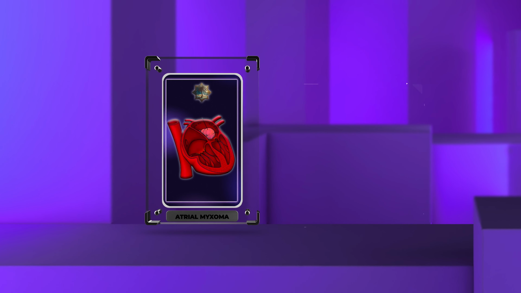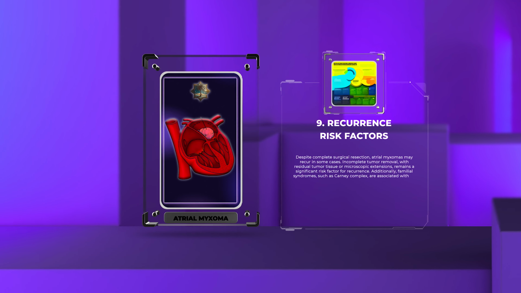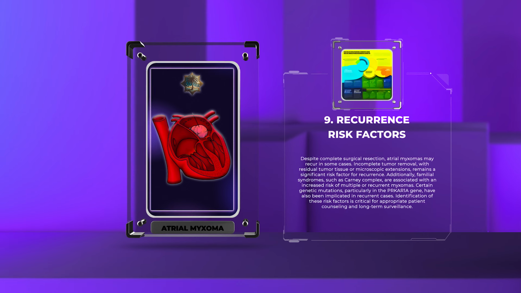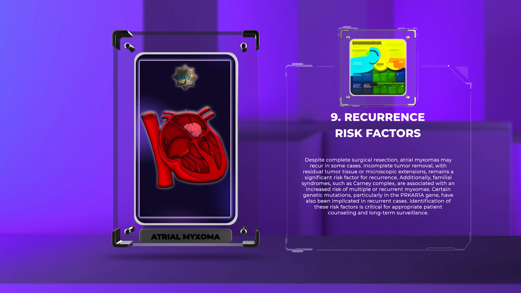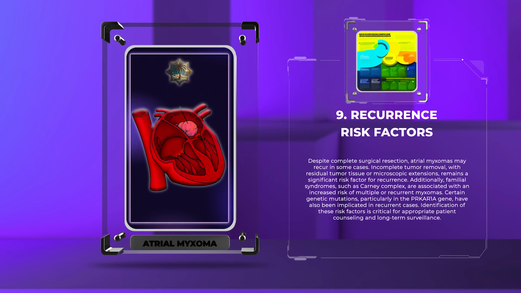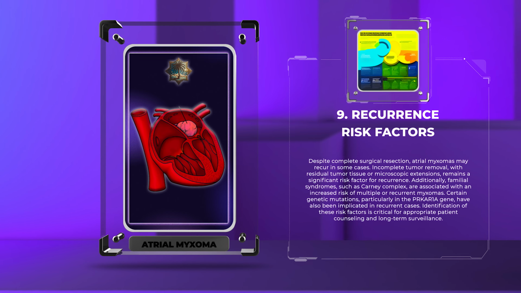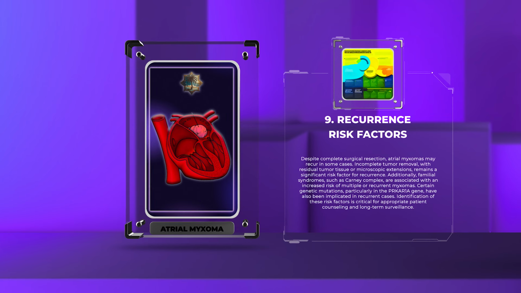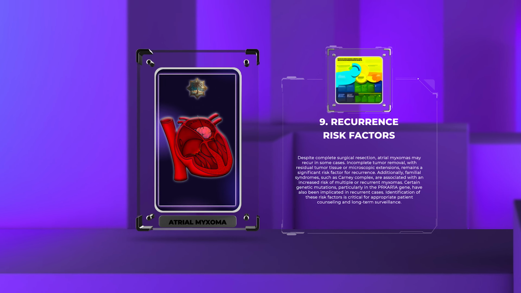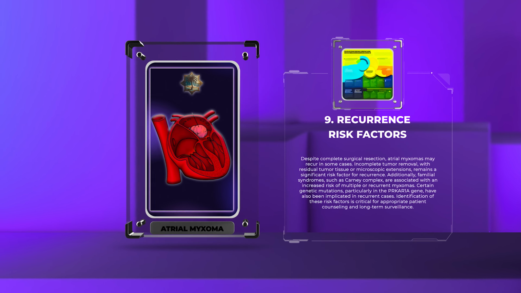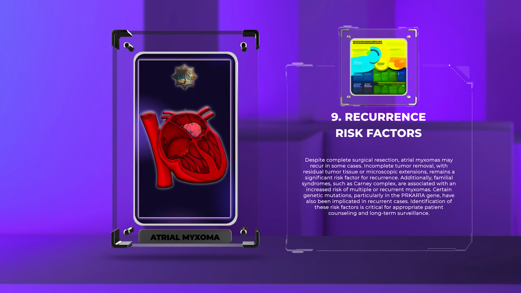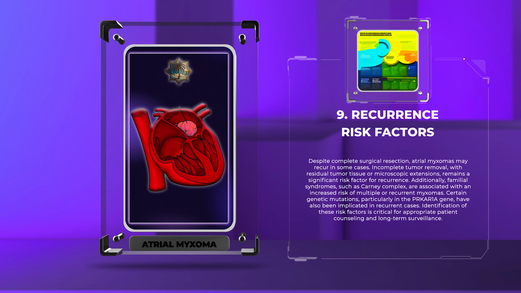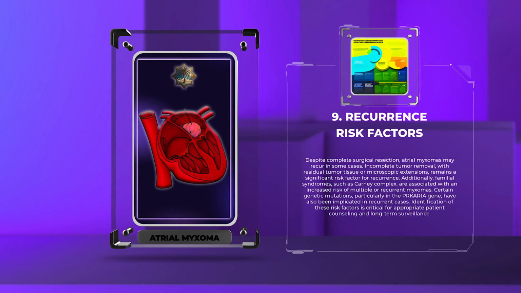Despite complete surgical resection, atrial myxomas may recur in some cases. Incomplete tumor removal, with residual tumor tissue or microscopic extensions, remains a significant risk factor for recurrence. Additionally, familial syndromes, such as Carney complex, are associated with an increased risk of multiple or recurrent myxomas. Certain genetic mutations, particularly in the PRKAR1A gene, have also been implicated in recurrent cases. Identification of these risk factors is critical for appropriate patient counseling and long-term surveillance.